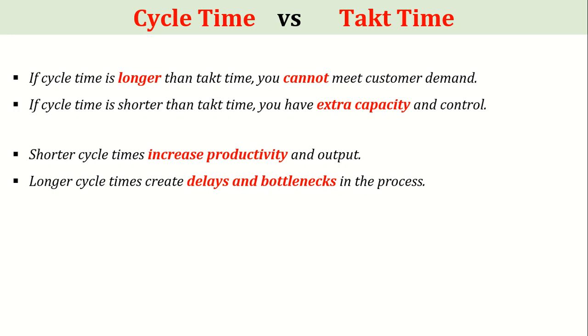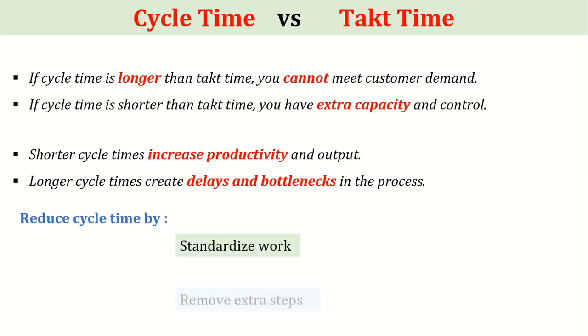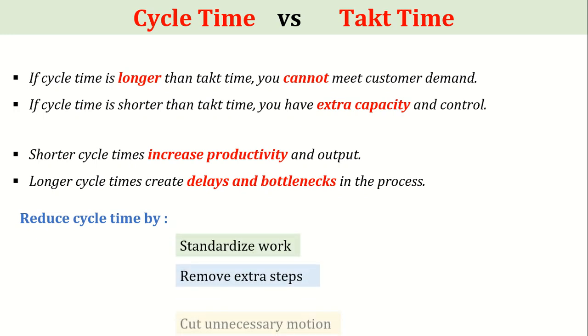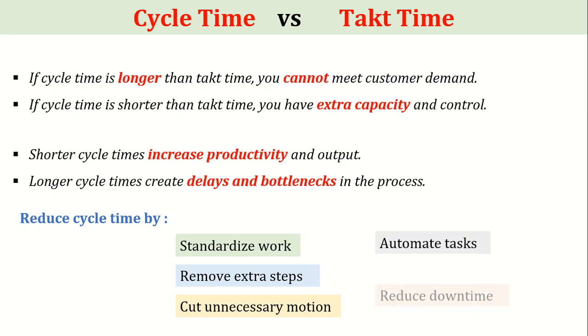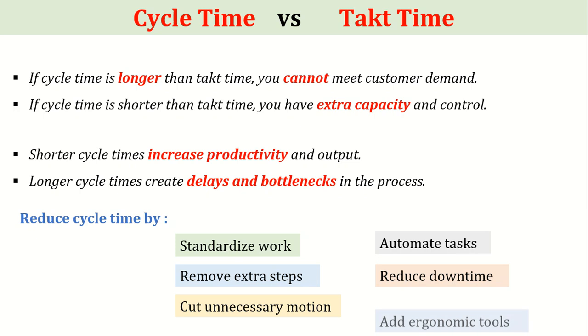To reduce cycle time, organizations can remove unnecessary motions or steps, provide ergonomic tools and fixtures to make work easier and faster, automate repetitive tasks, and minimize machine downtime through proper maintenance. Standardizing work methods also helps ensure consistent performance and prevents variation that slows production.